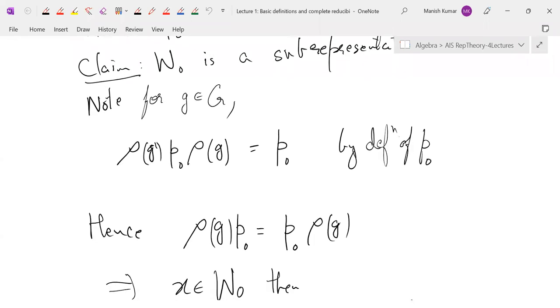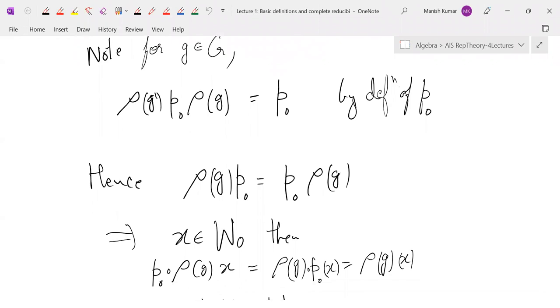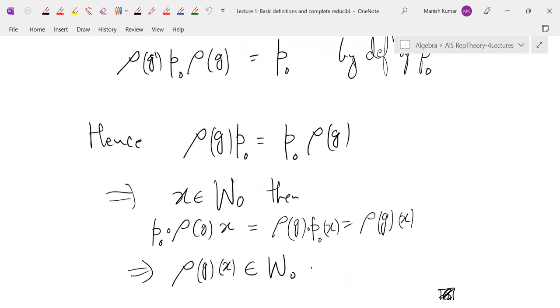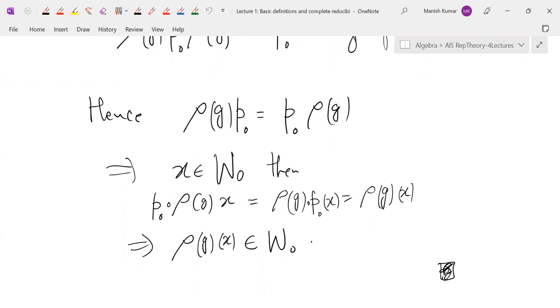So what does this identity tell us? If you move one of these terms to the other side, you get rho g p0 is the same as p0 rho g. So p0 commutes with rho g for every g in G. Now if you take x in W0, we have to show that rho g x is again in W0. But that is now easy because we just use this.